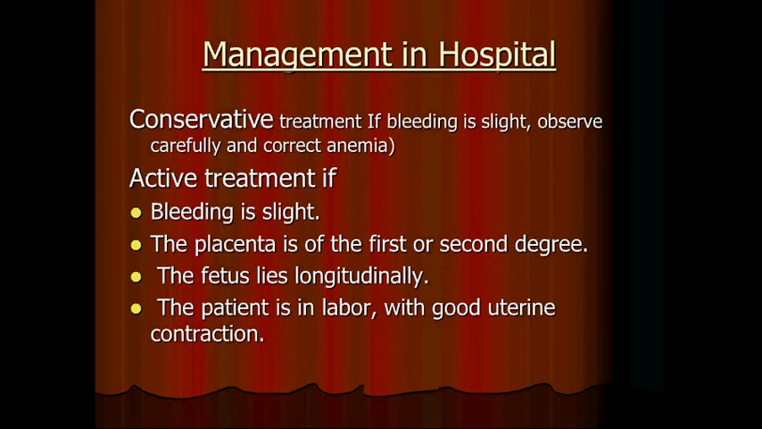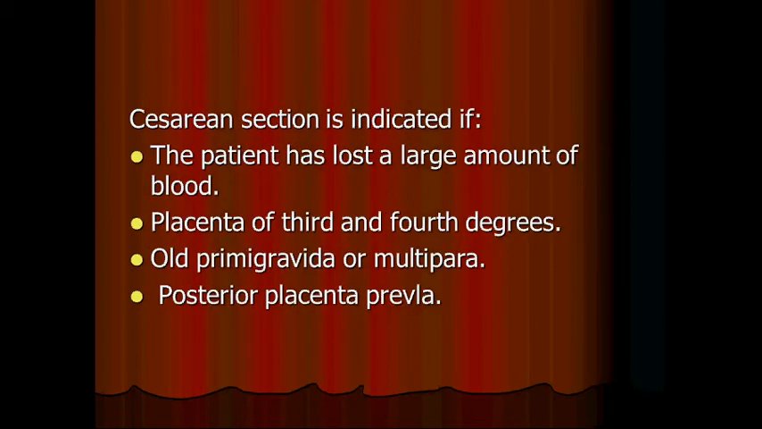Management in hospital: conservative treatment if bleeding is slight; observe carefully and correct anemia. Active treatment if the placenta is of the first or second degree, the fetus lies longitudinally, and the patient is in labor with good uterine contraction. Caesarean section is indicated if the patient has lost a large amount of blood, with placenta of 3rd and 4th degrees, old primigravida or multipara, or posterior placenta previa.